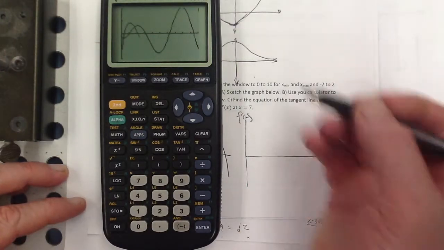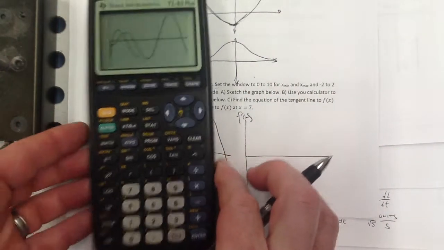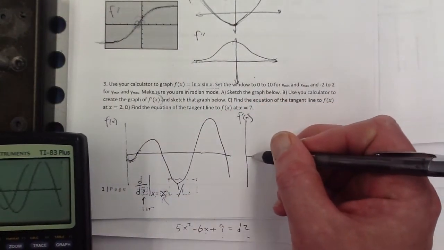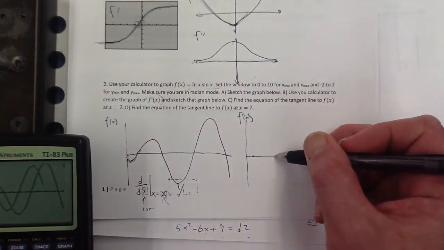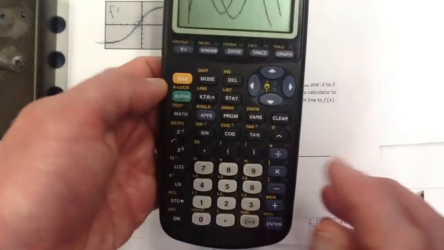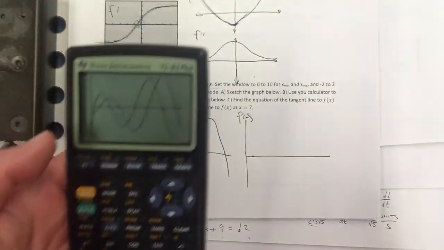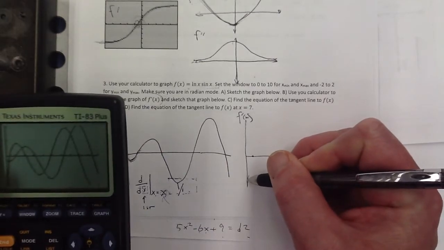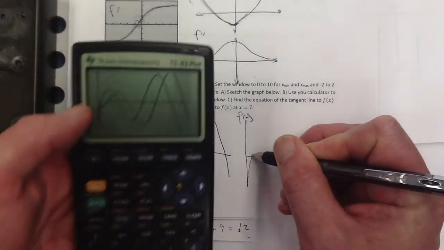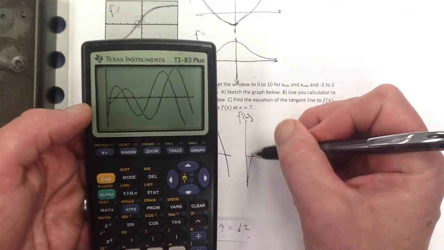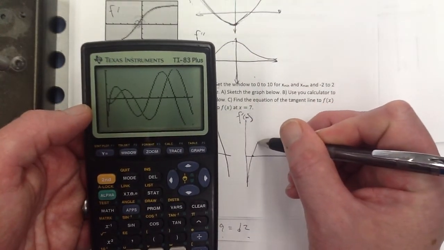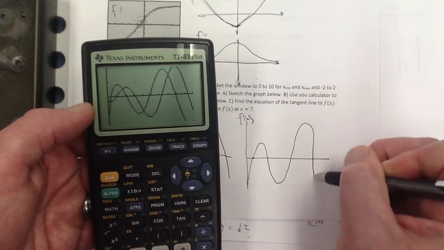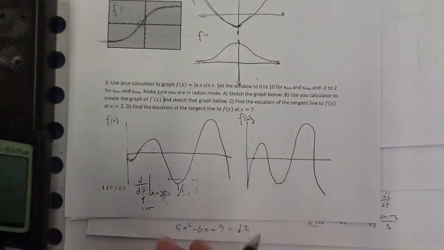So I could sketch the derivative myself, right? Because I could look at where there's a minimum here, so that's a place where the derivative is 0. There's a maximum here. I could do that, but here I've got the calculator to sketch it for me. So that's coming up from here. This is the one that starts out on top here. That's a good question: how would you keep these straight from each other? I'm not looking for perfection here.